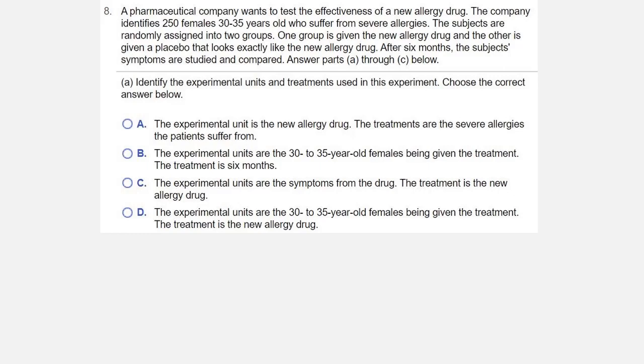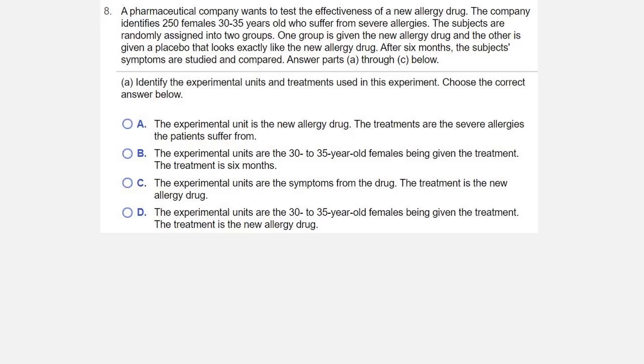The subjects are randomly assigned into two groups. One group is given the new allergy drug, and the other is given a placebo that looks exactly like the new allergy drug. After 6 months, the subject's symptoms are studied and compared. Answer parts A through C below. So we'll start with part A.